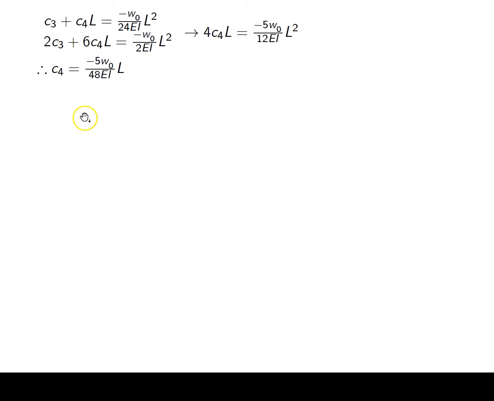Okay, so if this is C4, I can come back and plug it in somewhere, most likely here. So if I plug it into here, I have a -5 W0 L over 48 EI times another L, so that gives me an L squared times this thing, and then it'll be negative, so I can add it to both sides. So basically what I'm doing is all of these are the same. I'm really just adding -1 over 24 plus 5 over 48.